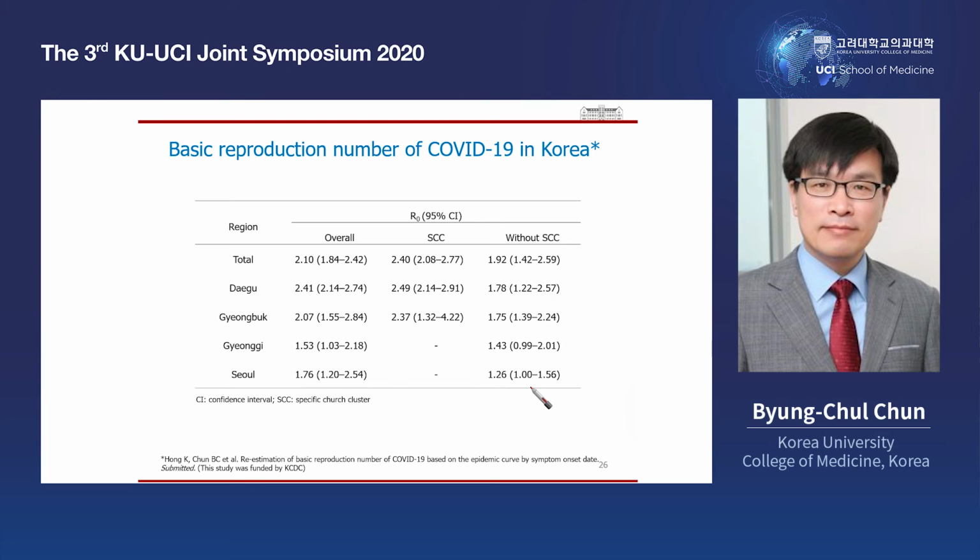The average R0 in Korea was estimated at 2.1. Some regional specific church clusters show the highest R0, over 2.5. That is, over 65% of people should be immunized to get herd immunity in Korea.